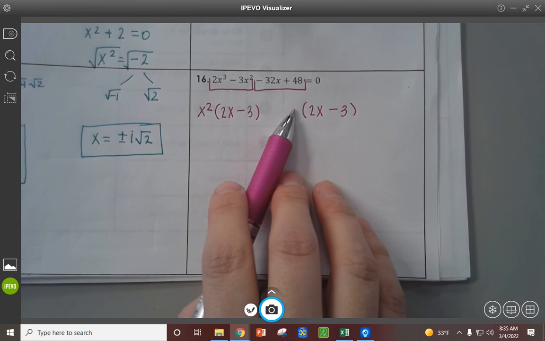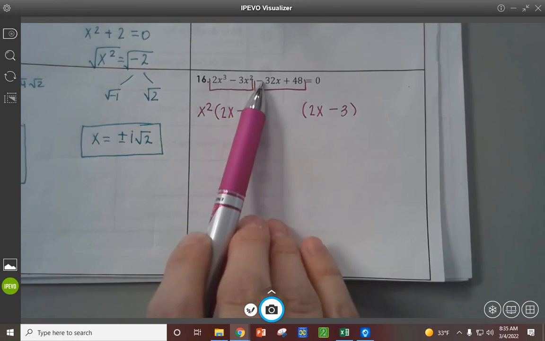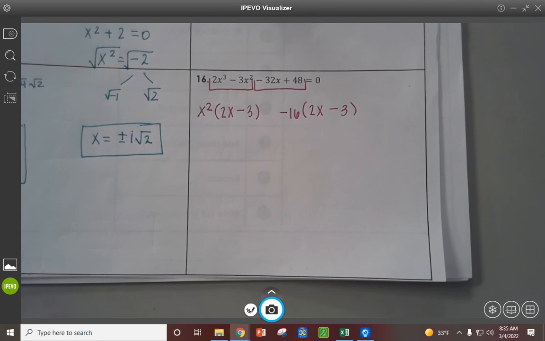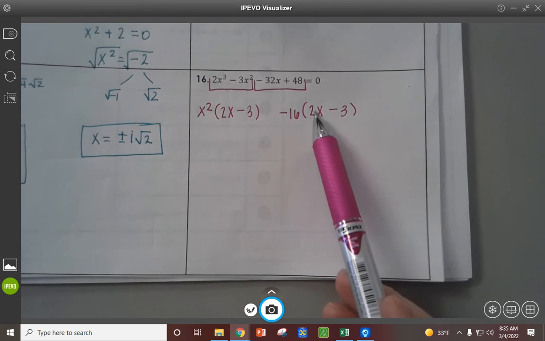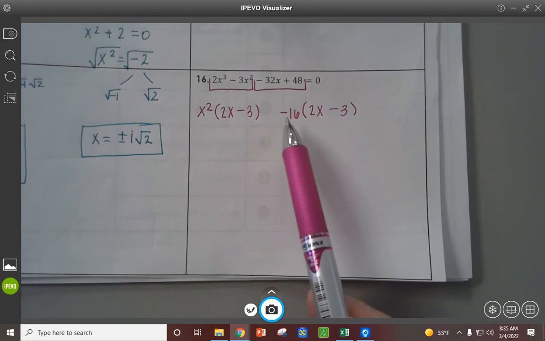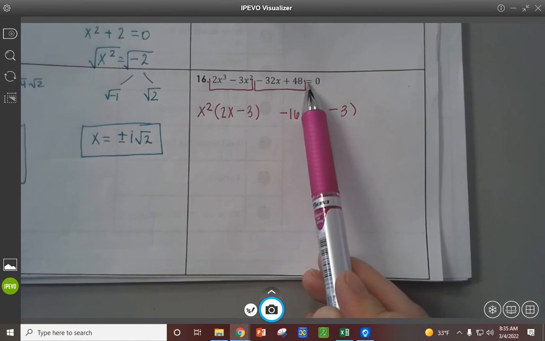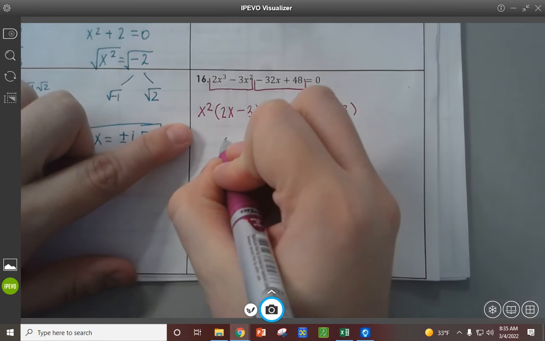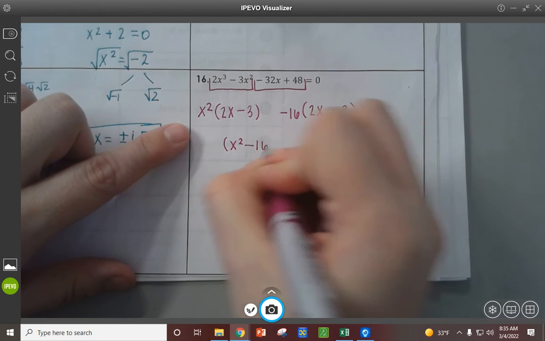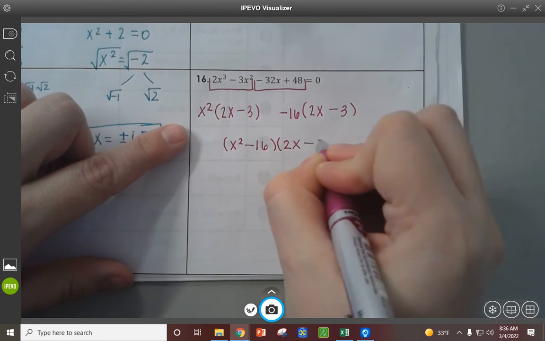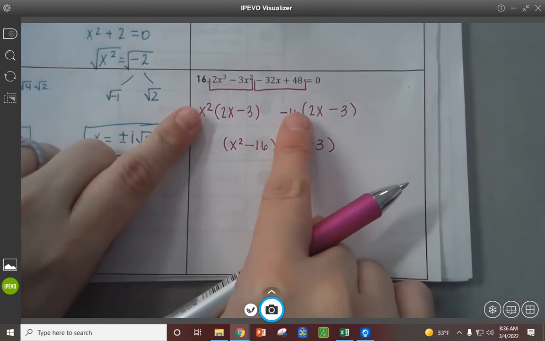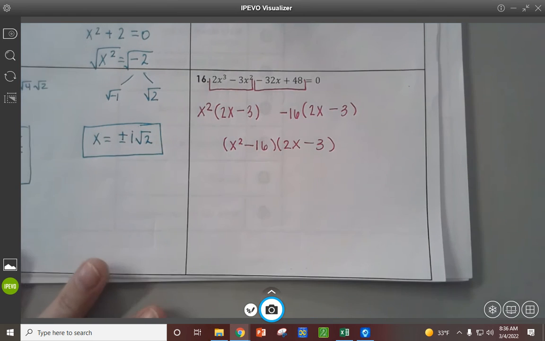Almost. Negative 16. So this starts with a negative, so we have to put a negative 16 there. And negative 16 times 2 is negative 32. Negative 16 times negative 3 is positive 48. And so factored down, we have x squared minus 16, 2x minus 3. With grouping, remember you have your outside numbers and then your inside numbers.